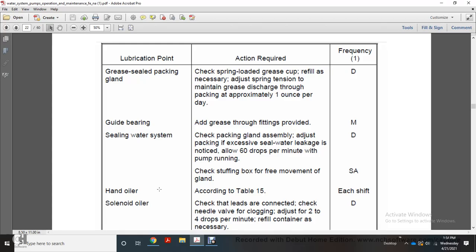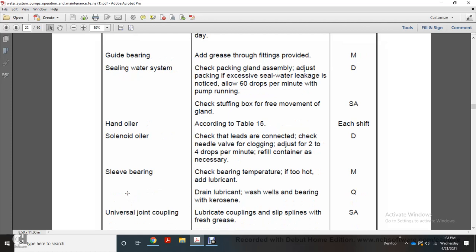Hand oiler, according to Table 15, each shift. Solenoid oiler: check that the leads are connected and check the needle valve for clogging. Adjust to 2 to 4 drops per minute. Refill containers as necessary, daily.